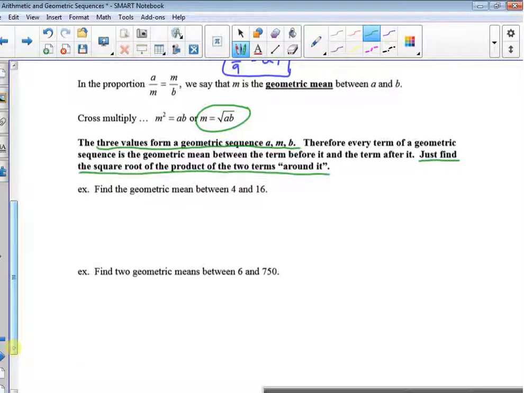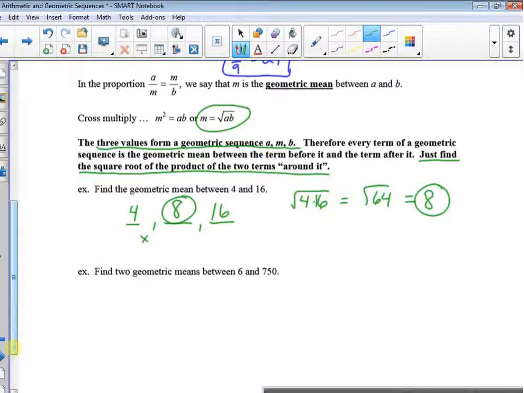So to find the geometric mean between 4 and 16, all you need to do is take the square root of 4 times 16. That is the square root of 64. So the geometric mean is 8. So it would be 4, 8, 16, and that's the term we're looking for. Well, 4 times 2 is 8, 8 times 2 is 16, so it does form a geometric sequence.